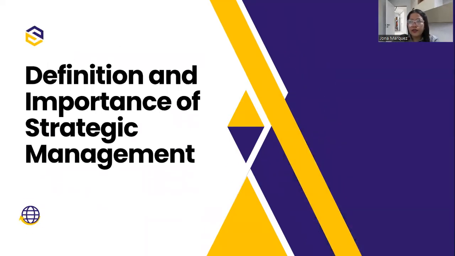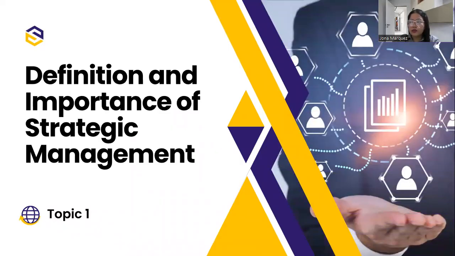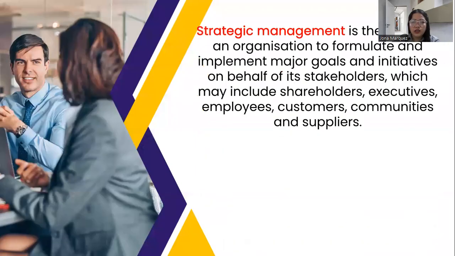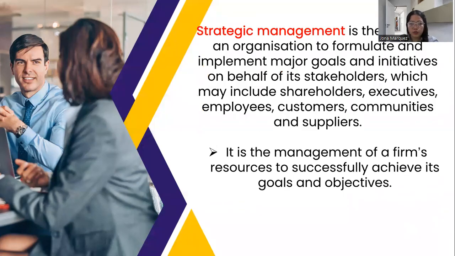Okay, to define strategic management, it is the ability of an organization to formulate and implement major goals and initiatives on behalf of its stakeholders, which may include shareholders, executives, employees, customers, communities, and suppliers. Okay, so it is the management of a firm's resources to successfully achieve its goals and objectives.